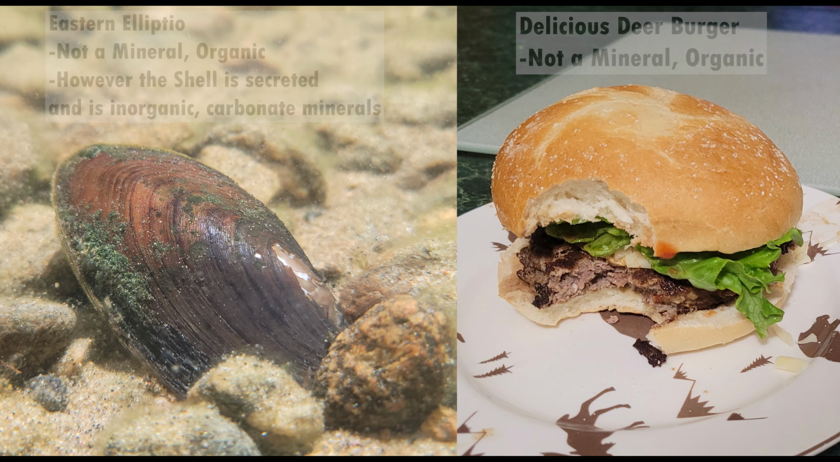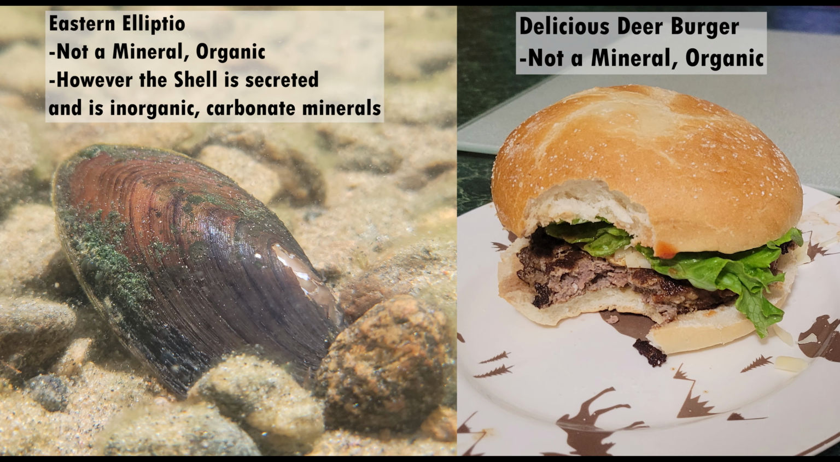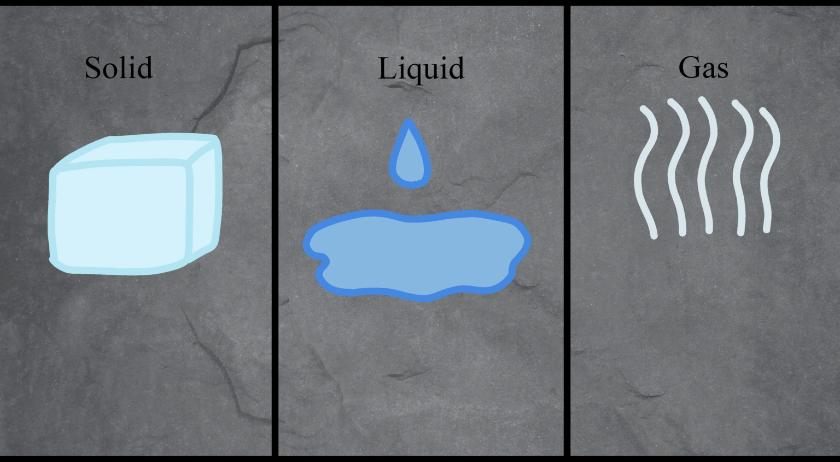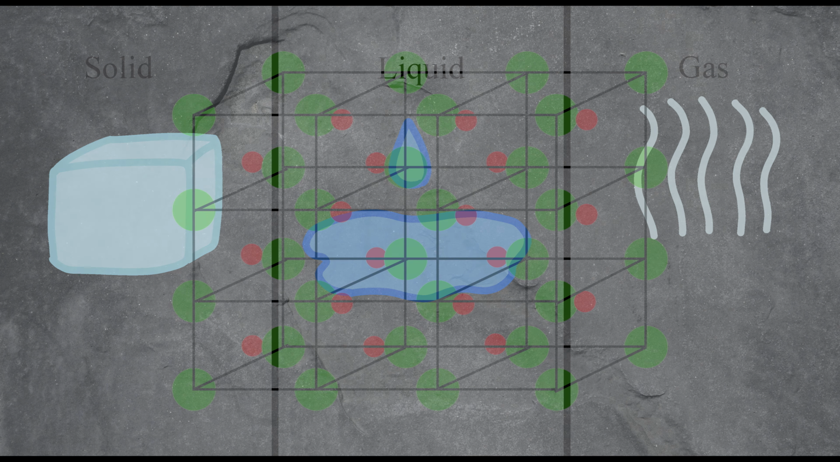Minerals must also be inorganic. They can't be organic, that is, no hydrogen to carbon bonds allowed. Otherwise, we'd just be doing organic chemistry. Minerals must be solids. That's the state of matter. Pretty straightforward.